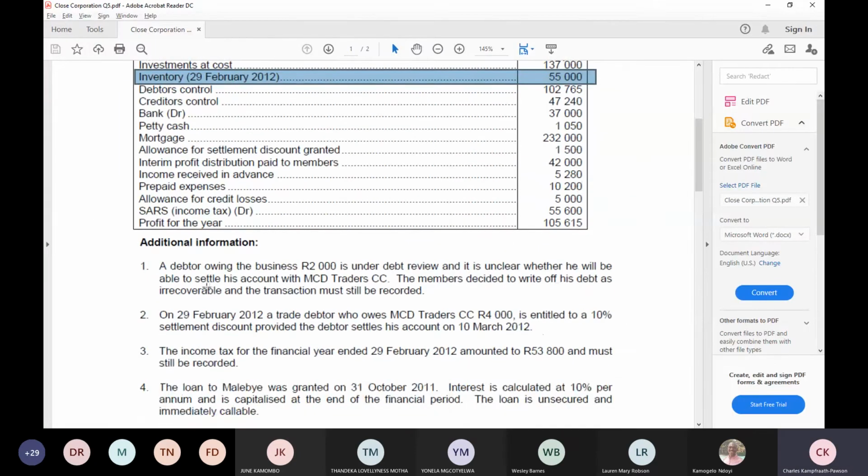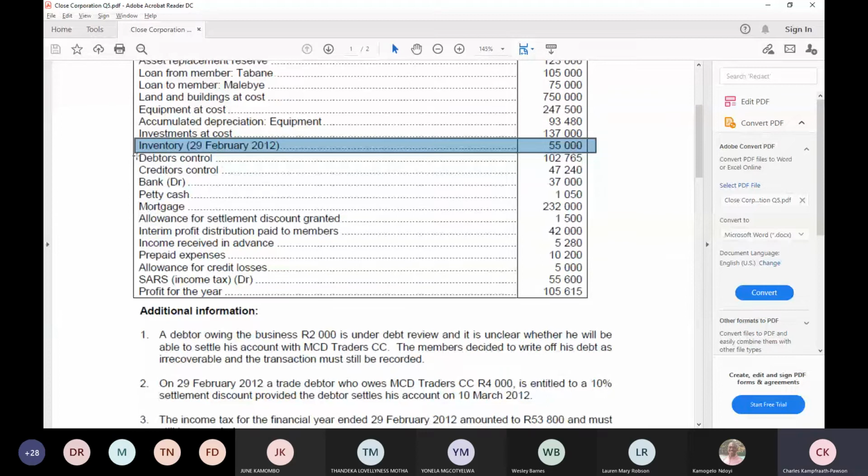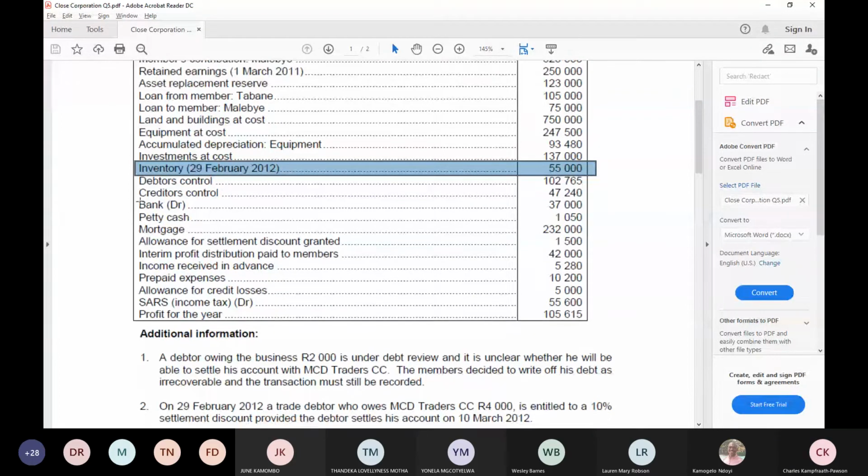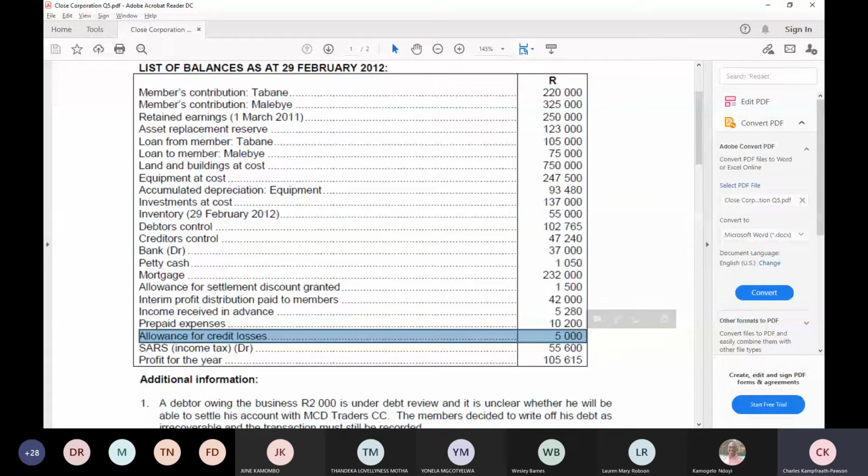Just want to make sure we've included everything here. Was there an allowance for bad debts in here? I can't remember seeing one. Oh, we did. Allowance for credit losses. So don't forget about that one.